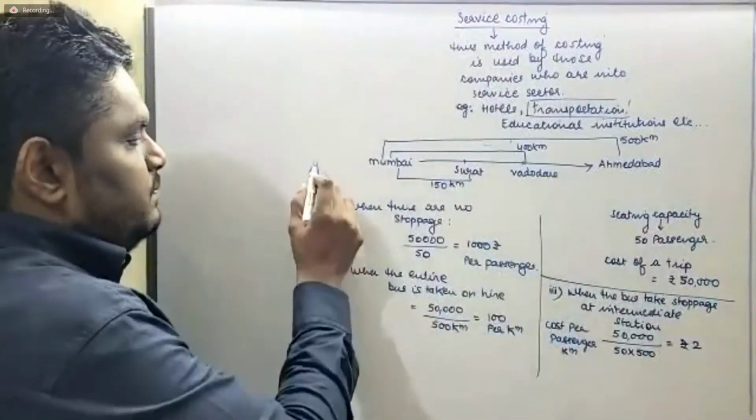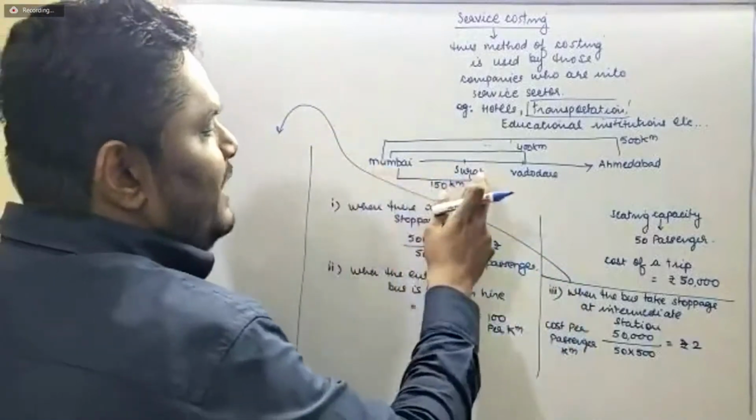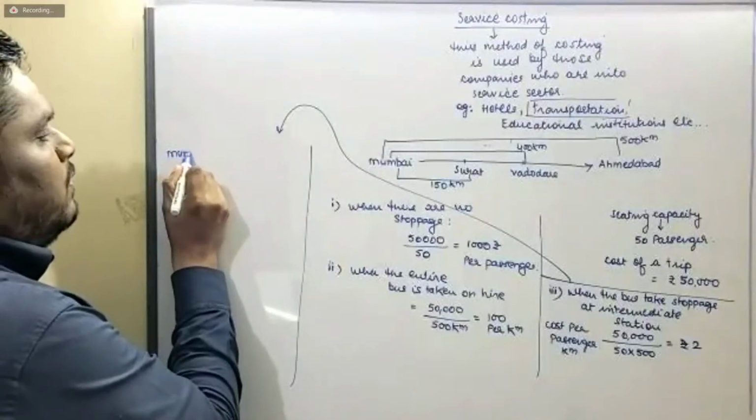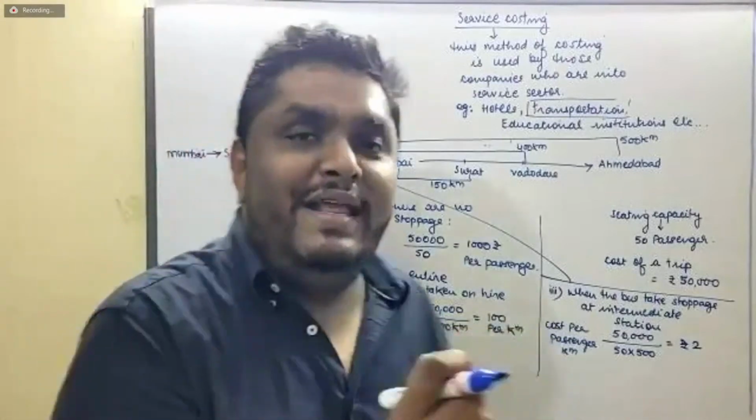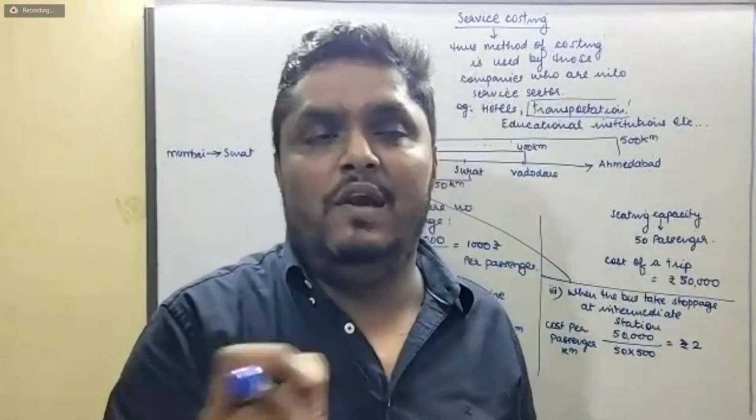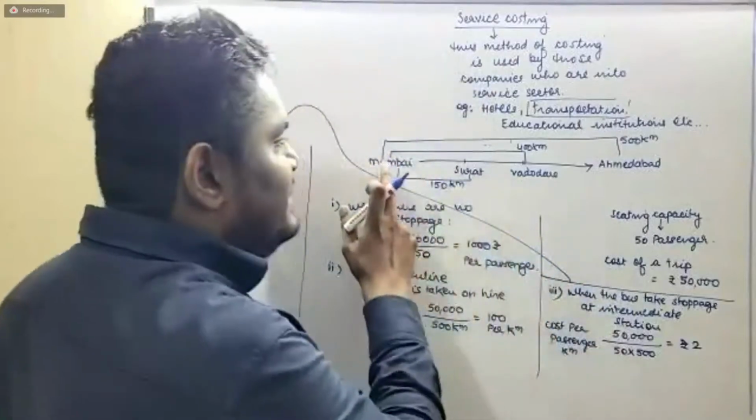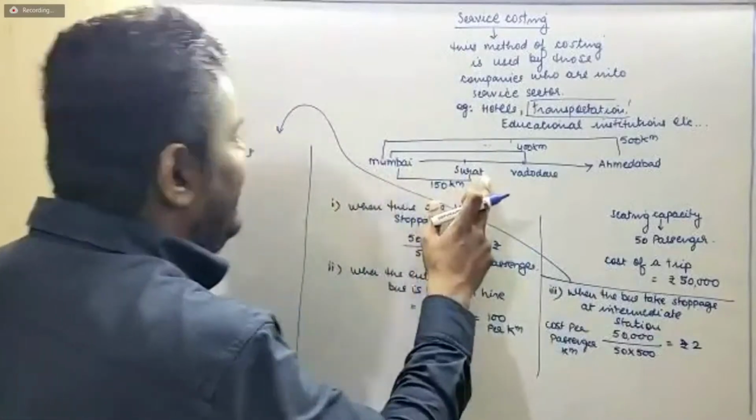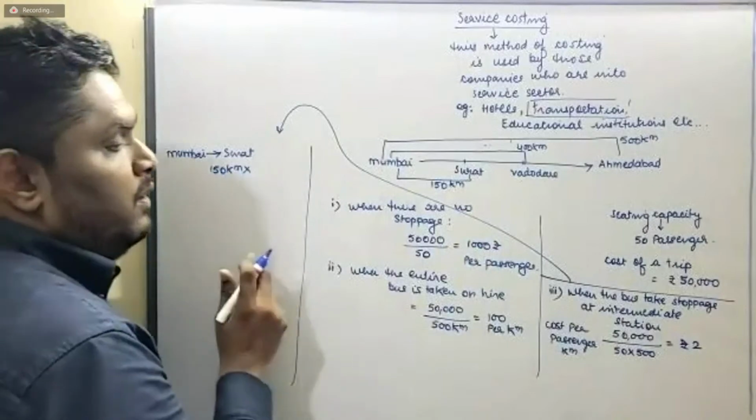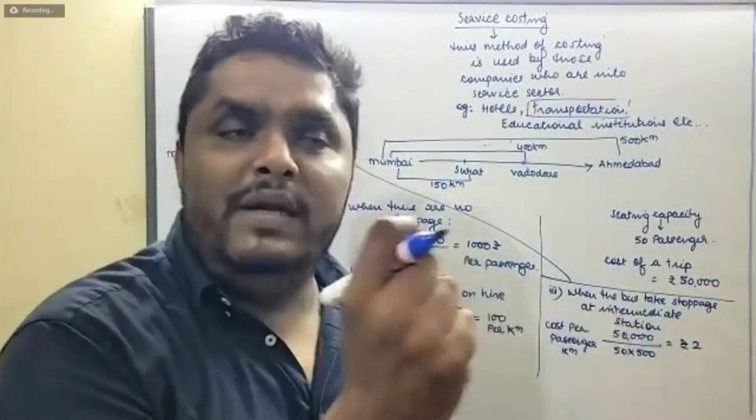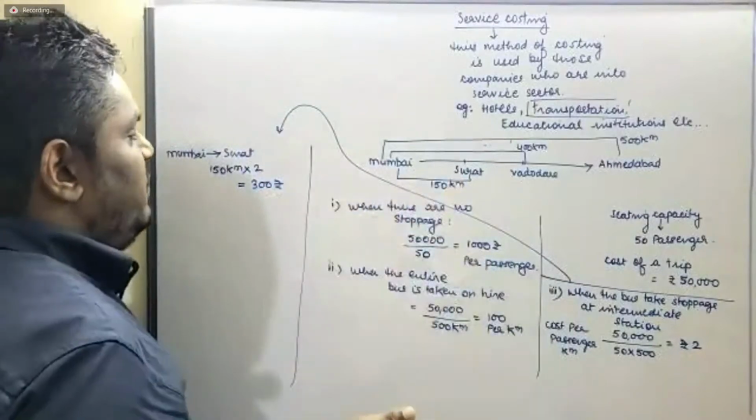So, if a person is traveling from Mumbai to Surat, since we have already calculated the cost per passenger kilometer, so per passenger per kilometer rupees 2 needs to be charged. So if a particular person is traveling from Mumbai to Surat, he is traveling how many kilometers? 150 kilometers. How much is the cost per passenger per kilometer? Rupees 2. So my fare will be rupees 300 plus the profit.